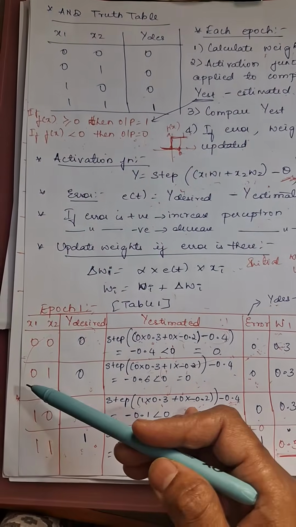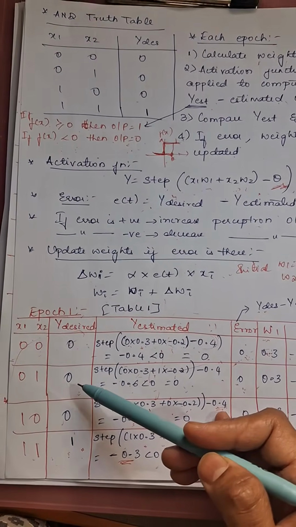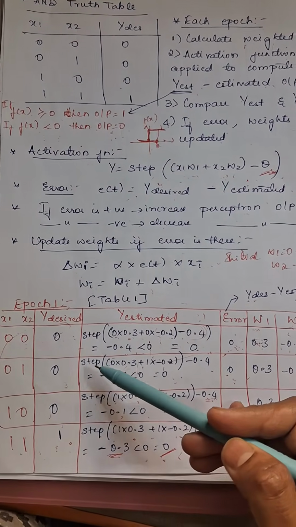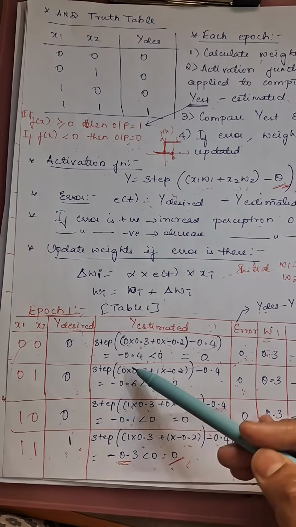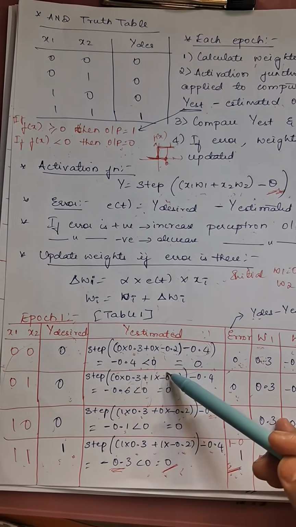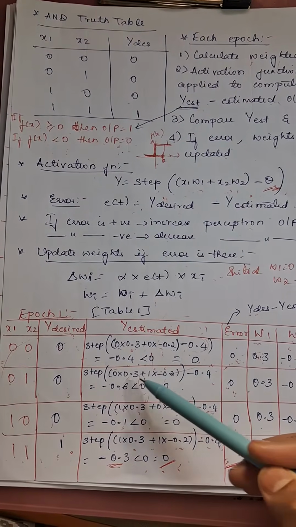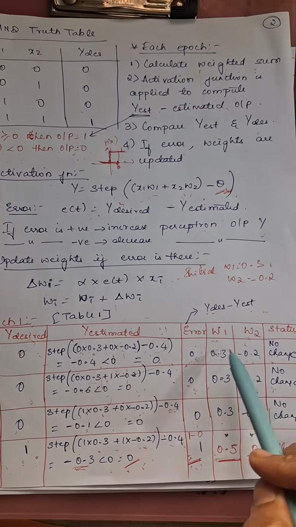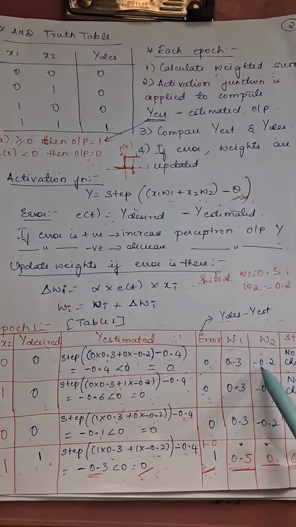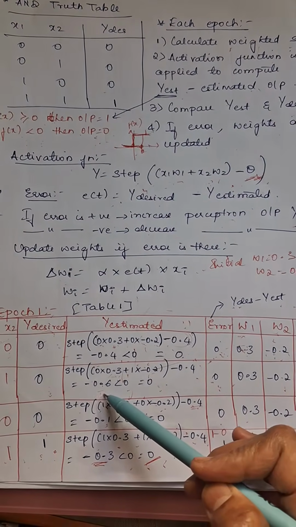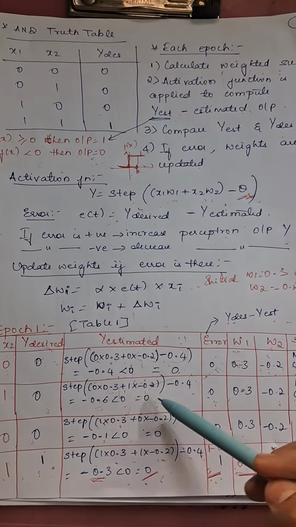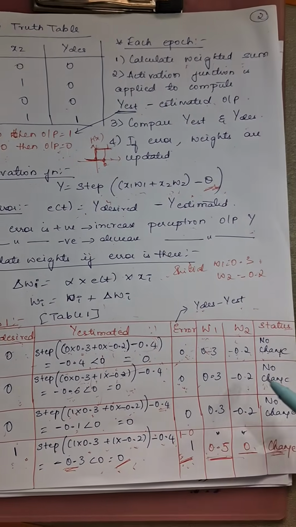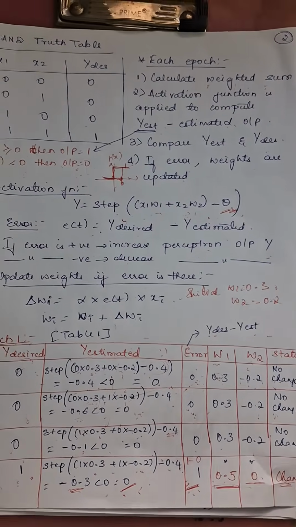Now come to the next input, 0, 1. What is the desired output? 0. This one is step of 0 into W1 plus 1 into W2 minus theta. W1 is 0.3 only, right? There is no change. W2 is minus 0.2. So what did I get here? Minus 0.6. It is again less than 0, so I am getting 0. What is error? 0 minus 0 is 0. So again there is no change. Write the same weights as it is.